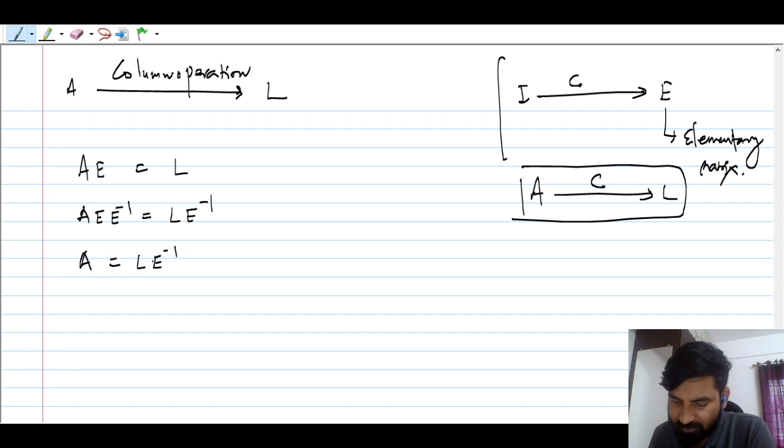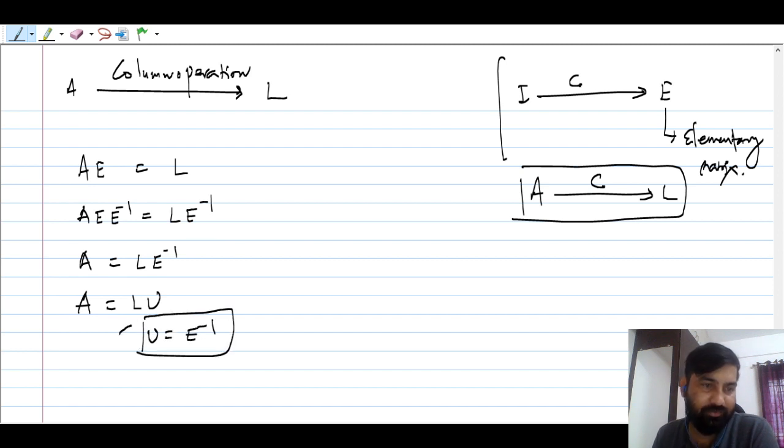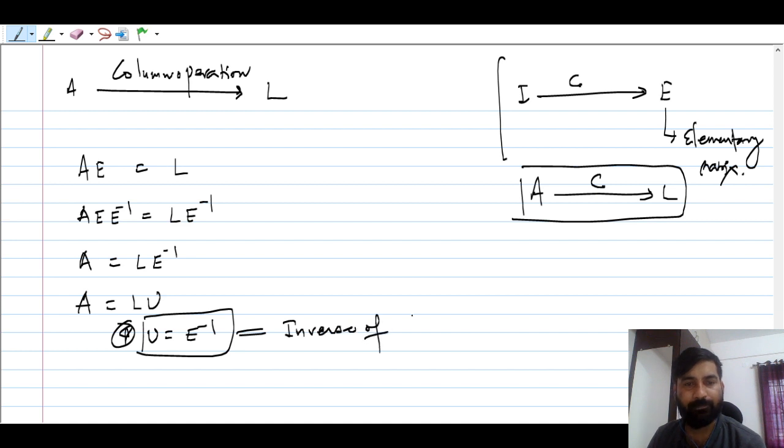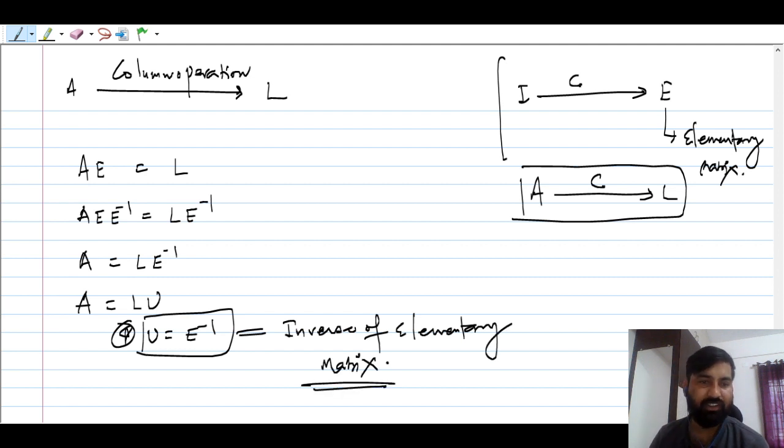So the L matrix you already got, but what is this E inverse? If you compare with A equals L U, then clearly U is E inverse. So you got L, but you can also get U by taking the inverse of E. U is nothing but the inverse of the elementary matrix. I will show you everything step by step, don't worry. We are going to do it now.